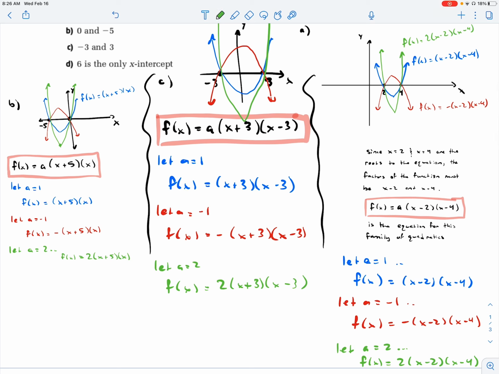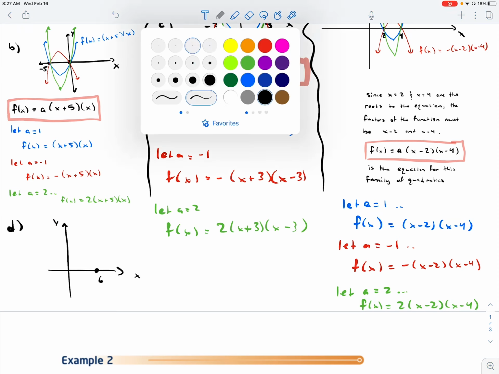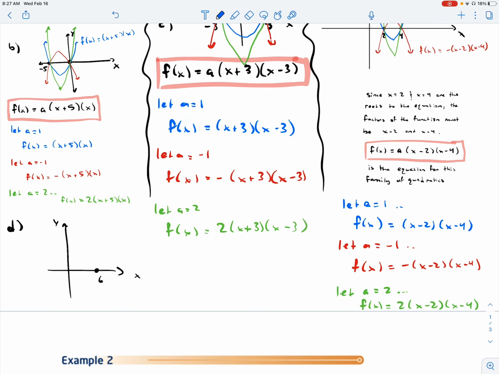Okay, let's go ahead and do this last one. So this last one will be a little bit interesting. 6 is the only x-intercept. So if 6 is the only x-intercept, then what happens is we have a graph that looks like this. Okay. Well, our members will look something like that. What's going to be unique about it is the vertex will always be on the x-axis. So let's write out a general family equation first.